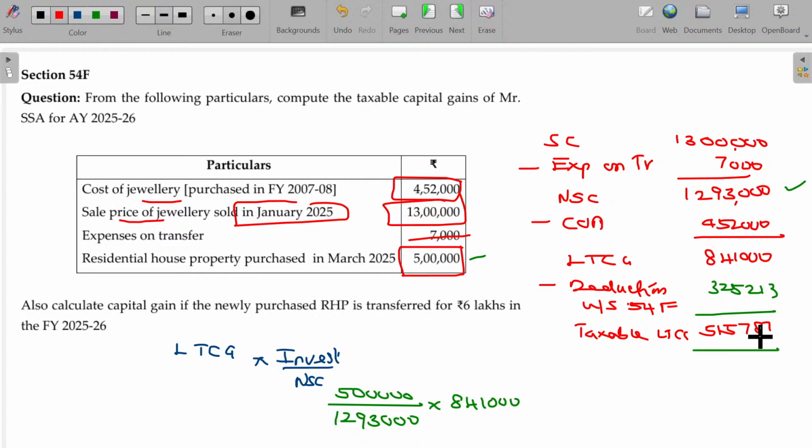See, the newly purchased residential house property should be kept for at least 3 years. If you sell within 3 years, then automatically deductions given will be withdrawn. Also calculate capital gain if the newly purchased residential house property is transferred for 6 lakhs in this financial year. Sale consideration being 6 lakhs minus cost of acquisition. What's the original cost of acquisition? 5 lakhs. Balance 1 lakh is considered as short-term capital gain.